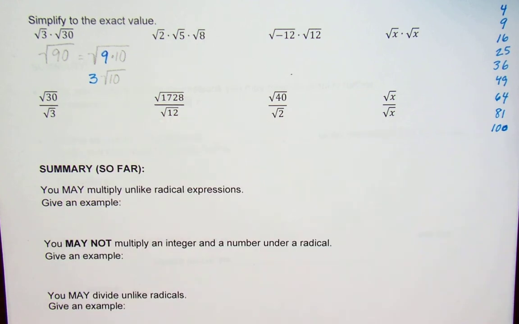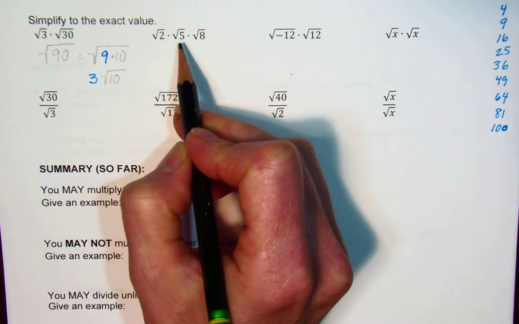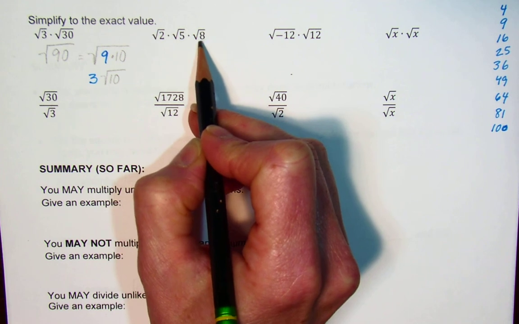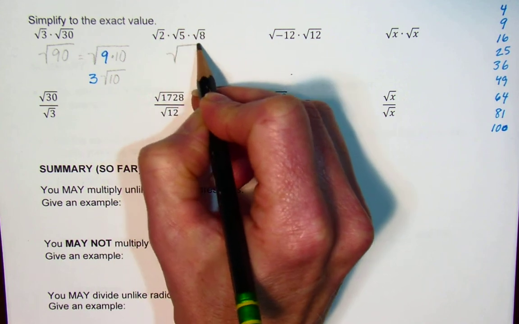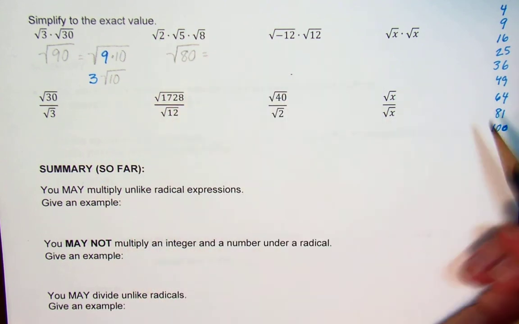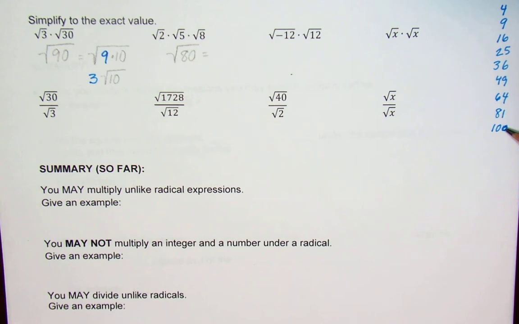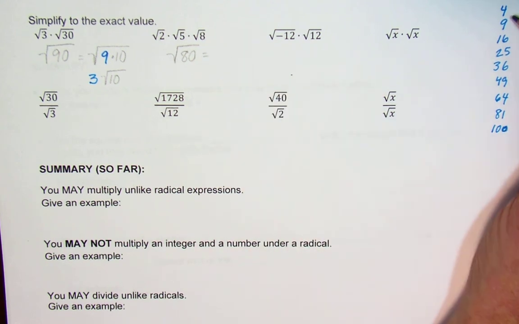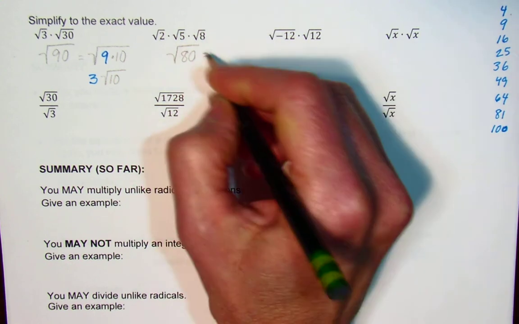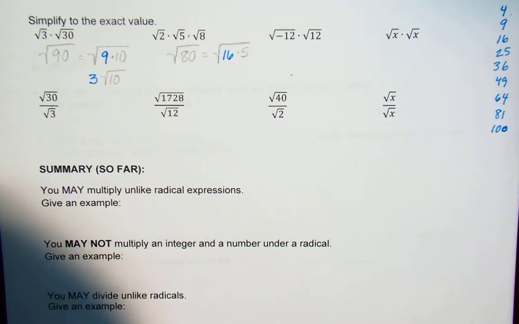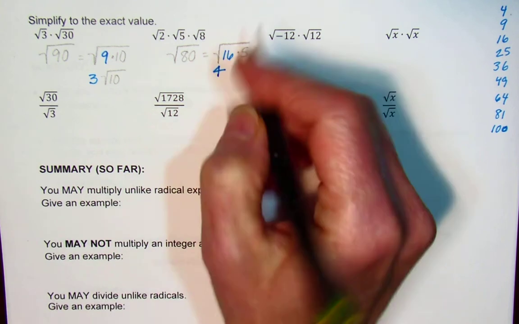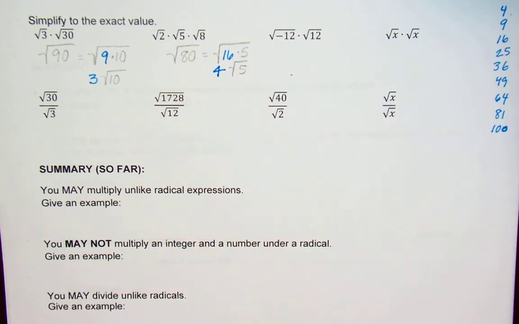When I have root 2 times root 5 times 8, well, 5 times 8 is 40 times another 2 is 80, so this would be the square root of 80. Are any of these numbers perfect squares that are factors of 80? Well, yes, 4 is for sure, but I want to pick out the biggest perfect square that I can, and that happens to be 16. So root 80 is really 16 times 5. The square root of 16 is 4 multiplied by the square root of 5.